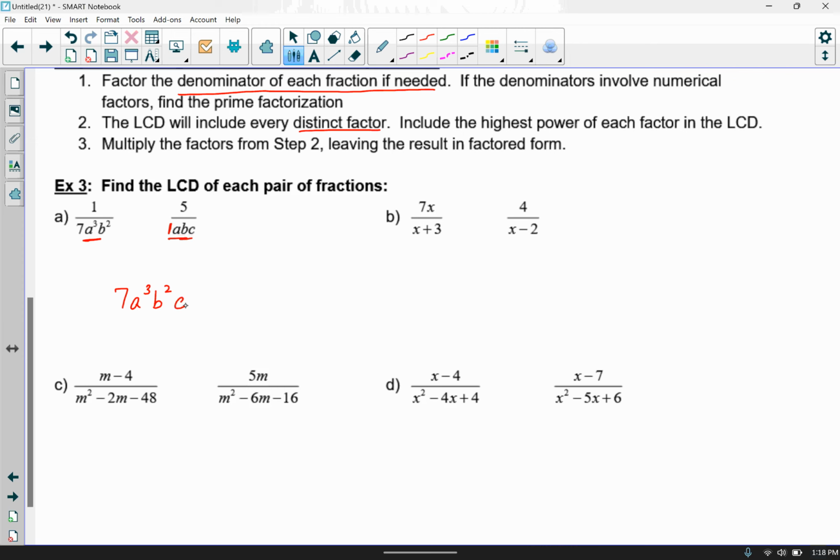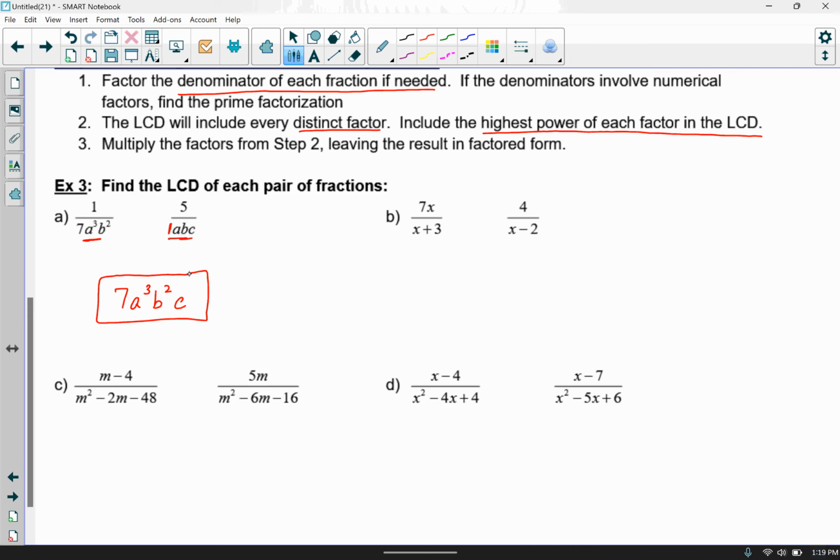So here it's the reverse. It's the lowest number that they'll go into and the highest letters, okay? So it has to be a distinct factor, and you're picking the highest power of each of those factors. A number that 1 and 7 will both go into is 7, and then picking out the highest powers of your letters: A cubed, B squared, C. That would be our common denominator, and we'll practice building from that on the next page in example 4. But right now we're just focused on what is the common denominator.